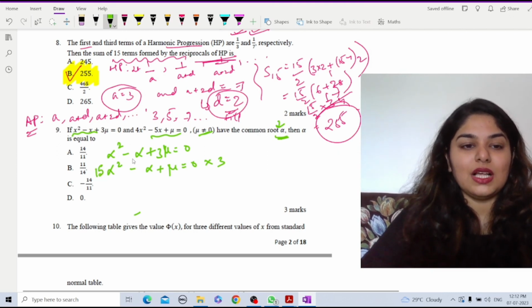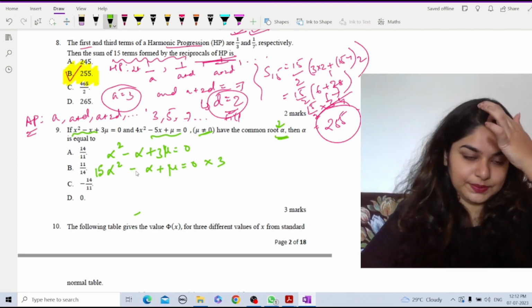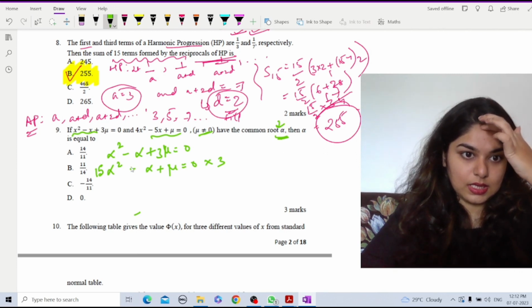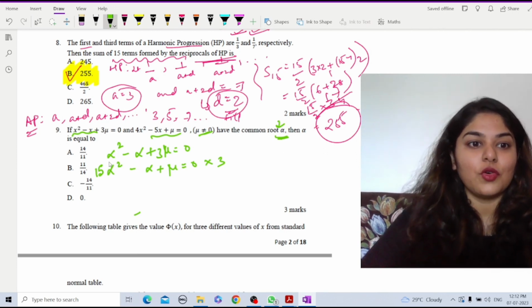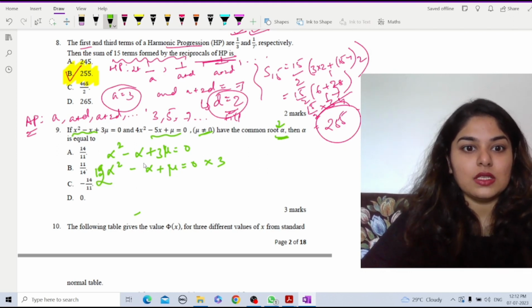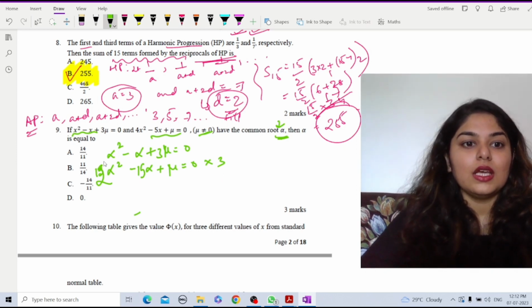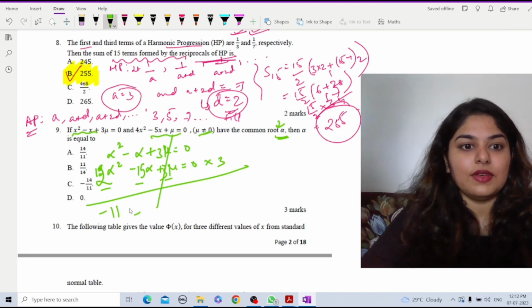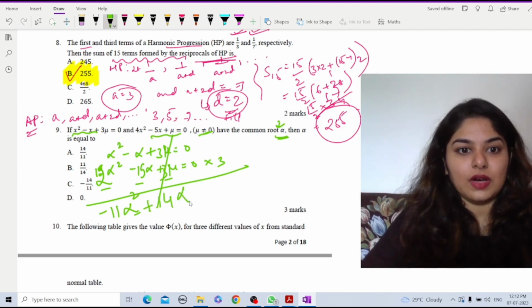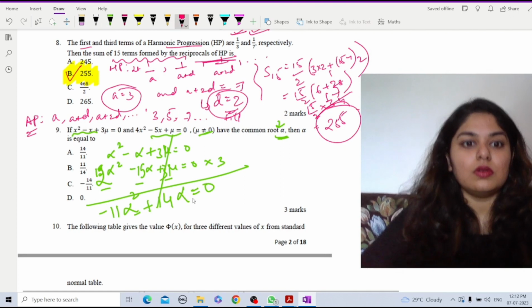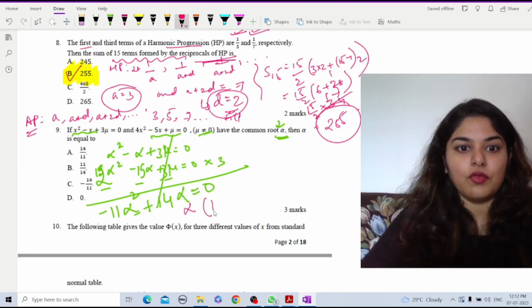So this is 12, right? This is 4, so yes, this is 12. 12 alpha square minus 15 alpha plus 3 mu is equal to 0. So now let us eliminate this. Here we have 3 mu, so this gets cancelled. Here we have minus 11 alpha square, and this one is plus 14 alpha is equal to 0. Okay. Now let us take alpha as common. So we have alpha into 14 minus 11 alpha is equal to 0.